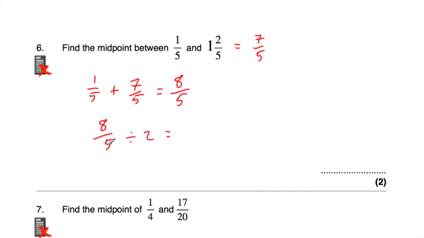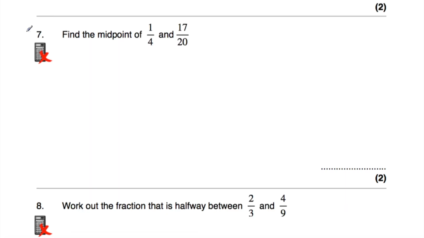And half of 8/5 would be 4/5, and that's quite nice again because the numerator is even. We can just half it to get 4/5. So halfway between a fifth and 1 2/5 would be 4/5, and that's it. Okay, let's have a look at question number 7.